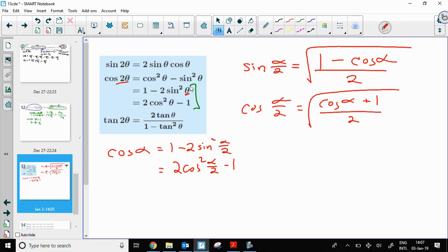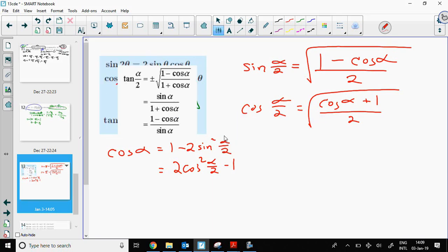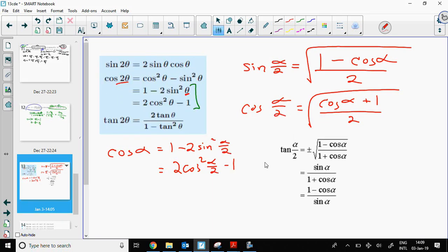square root. Tangent is a little more complicated and has multiple forms, so I'm just going to drop these here for you to take a look at. There's 3 different ways that you can write out tangent of alpha over 2. Oh, and I forgot my plus minuses here. How embarrassing. Anyway, those are the half angle formulas.